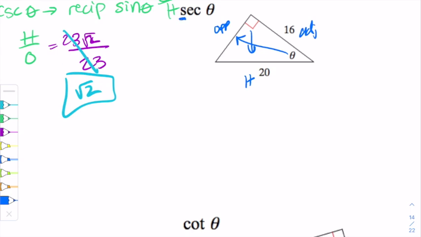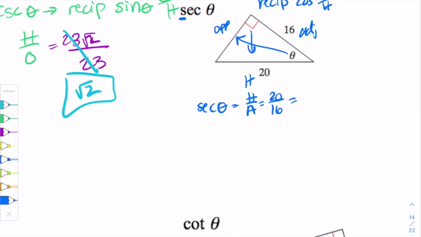Secant starts with an S, so its reciprocal starts with a C, so its reciprocal is cosine. Cosine is "some old hippie caught another hippie," so AH. So I'm looking for the secant of theta, which is H over A. I have the H and I have the A, so I don't have to find this third side. So the H is 20 and the A is 16.